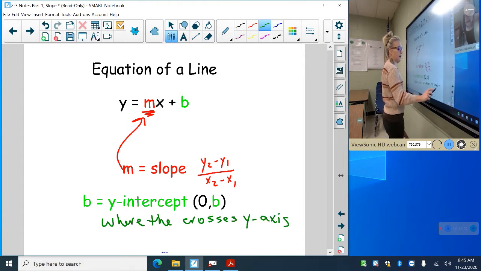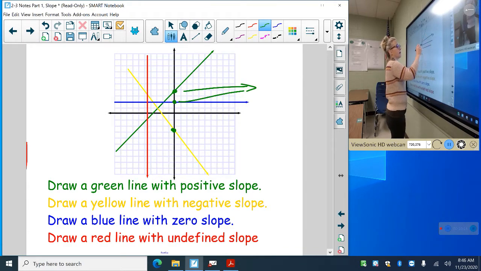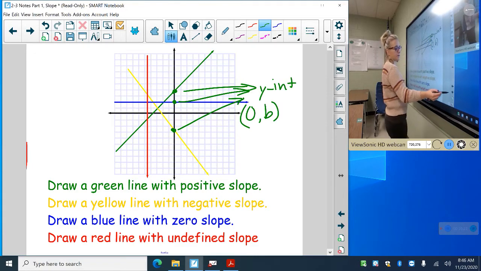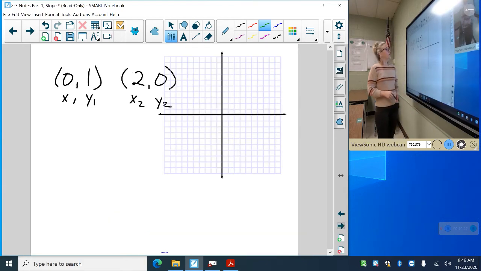So if I look at a graph, the ones that we just made, all of the y-intercepts are going to be here, here, and here. Those are y-intercepts, also known as the b or (0, b), the y-intercept. All right, so given 2 points, write the equation of a line.